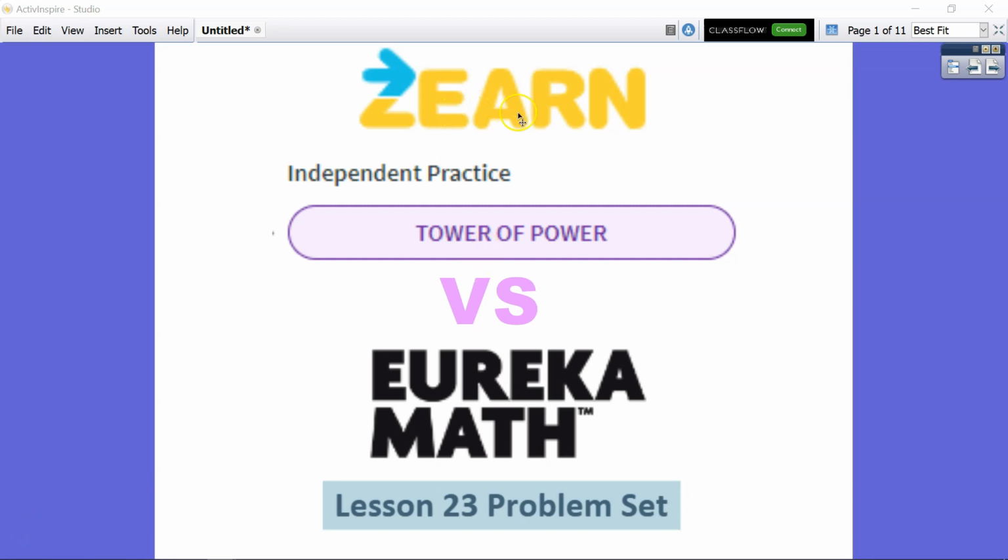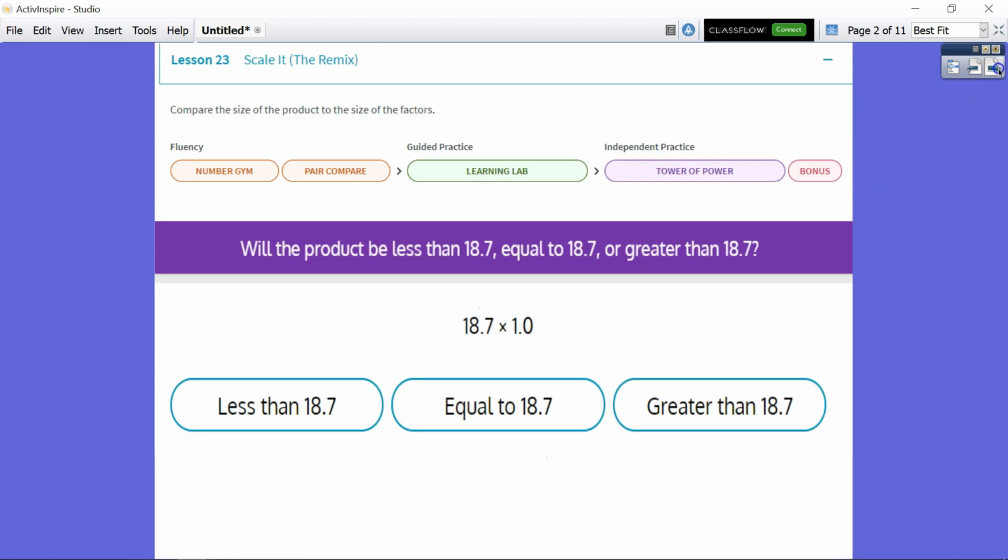First, this is just talking about the independent practice, or the Tower of Power in Zern, and strictly the problem set. There are other elements of the lessons. Here you can see lesson 23, which was Scale It, and the objective was to compare the size of the product to the size of the factors. You had the fluency, the guided practice, and then the independent practice as well as a bonus. I'm just focusing on the independent practice here, and at this point you should have a good understanding of the objective, and we're going to test that now.